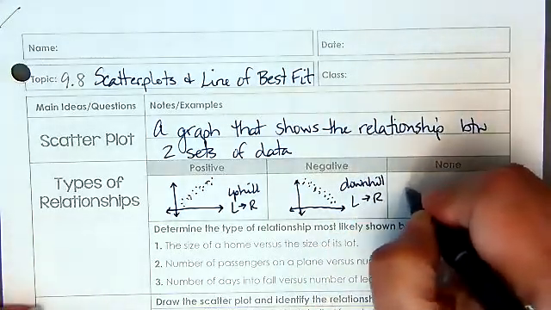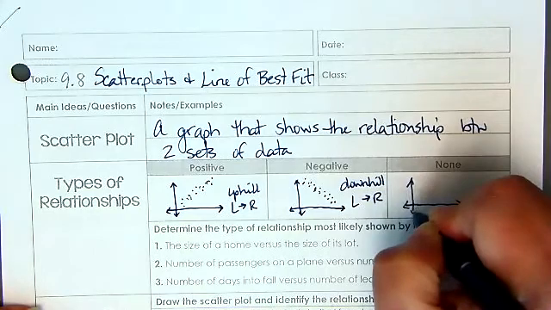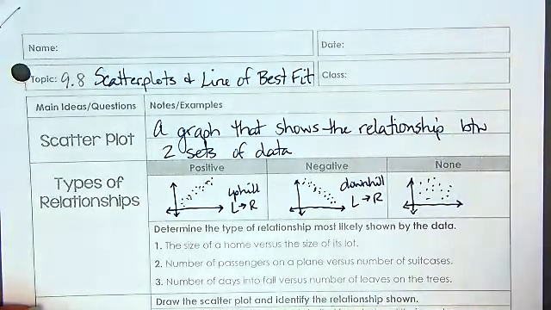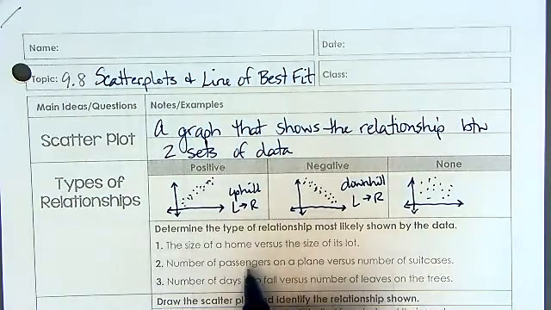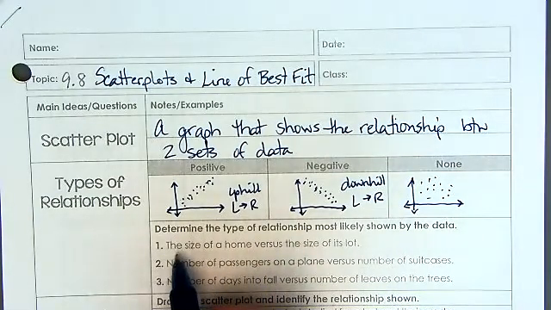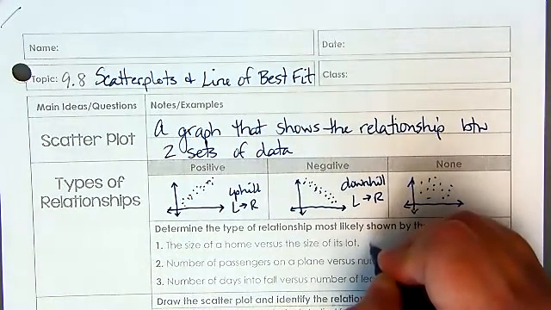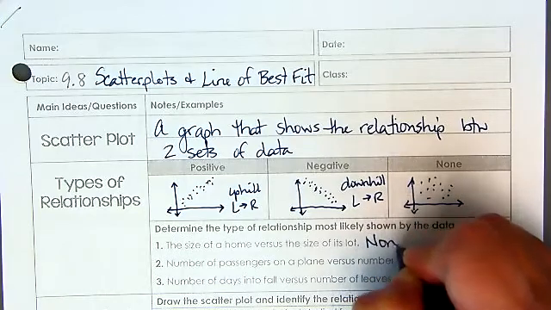When it's none, we draw first quadrant again. That's where the points are all over the place. There is no true relationship. You can't see a direction that it's going. So for example, the size of a home versus the size of its lot. That's not really any relationship, because you could have a huge lot and a small house, or like we in Texas have huge houses on a very small lot. So this one is none.